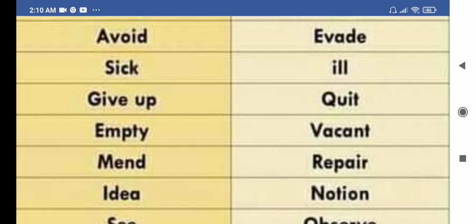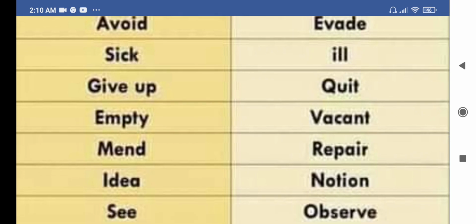Sick, ill. Sick is a very common word. In an application to your principal or to any authority, you should not use the word sick because this is very much informal. But you should use the word ill. This is formal.